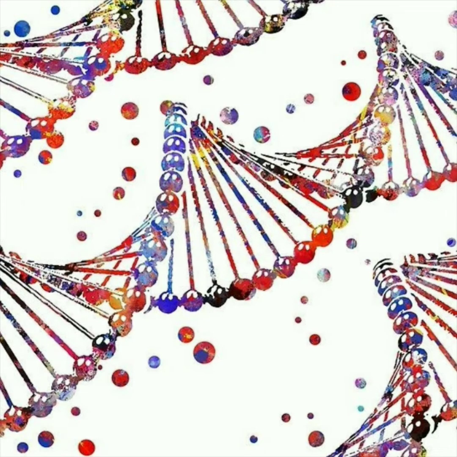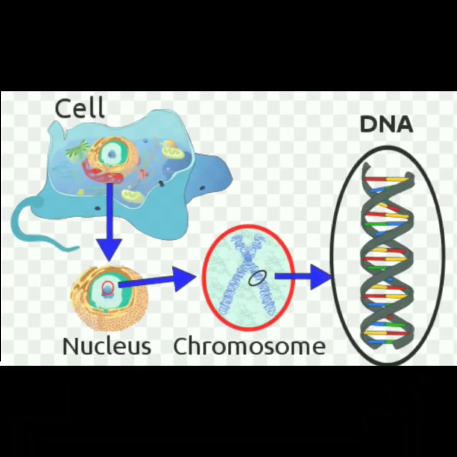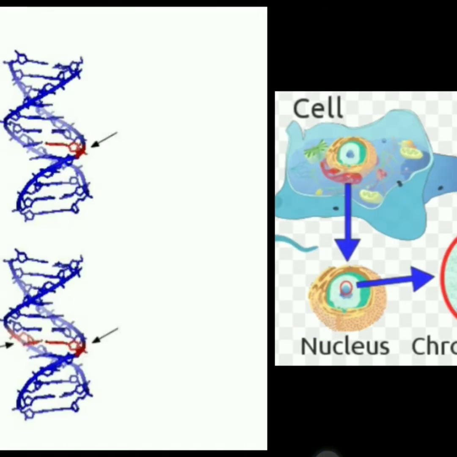DNA stands for deoxyribonucleic acid, and it's found inside the nucleus, where it codes for genetic information. We see in this picture that the nucleus is extracted from the cell, the chromosomes from the nucleus, and DNA from the chromosomes. So DNA is found inside the nucleus.